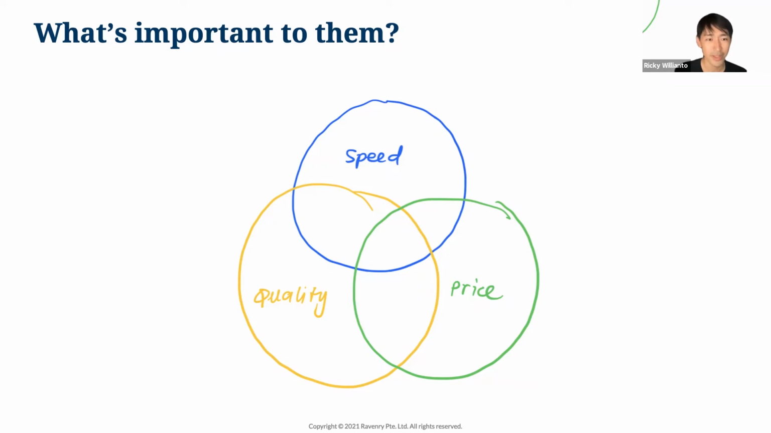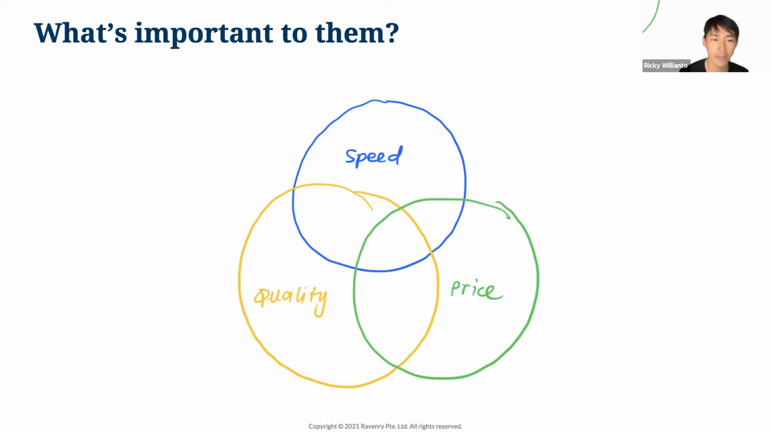One of the things that is important to consider as well is, what do your customers really care about? This is a very simple metric: speed, quality, price. These are the three things that most businesses need to consider when they determine their customer segment or even package their service. Because depending on what service you offer and what customers you have, you often have to choose two out of the three things on this chart.